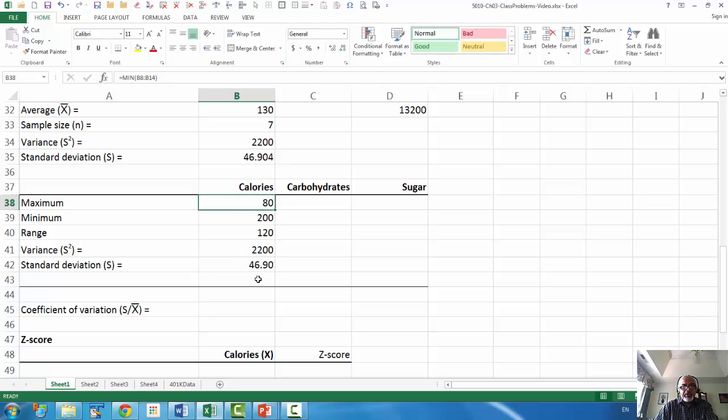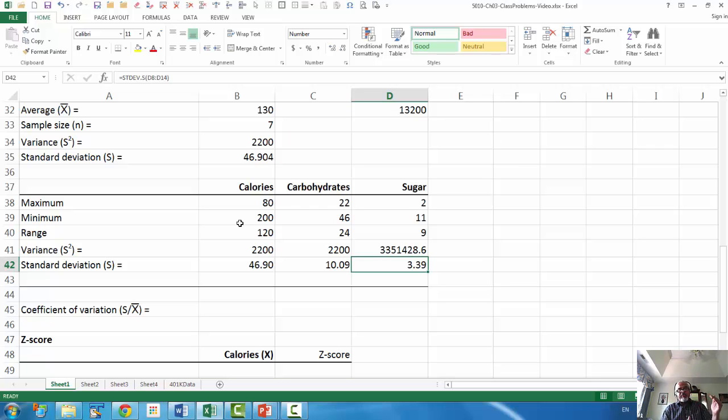So now if you copy these across to the other two columns, you have the corresponding information for the rest of them. Okay. Now for these 7 cereals, if you look at the standard deviation, you see the standard deviation for calories is really high, somewhat moderate here and low here. So does that mean that the variation in calories among the 7 cereals is really high? The spread, the dispersion of data is really high?